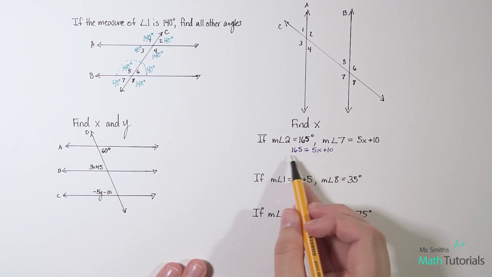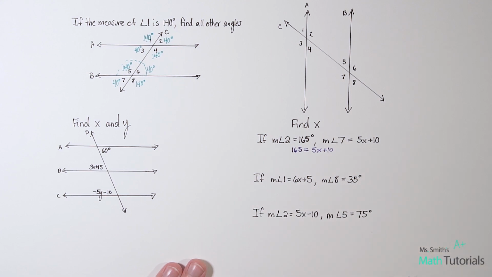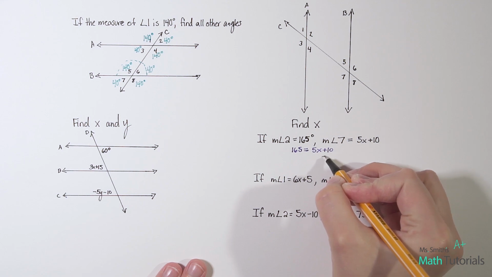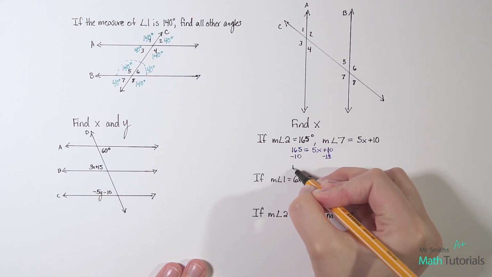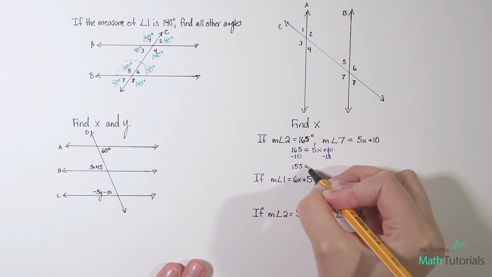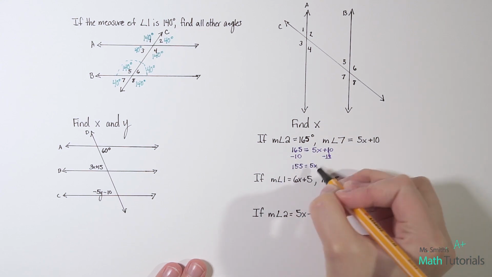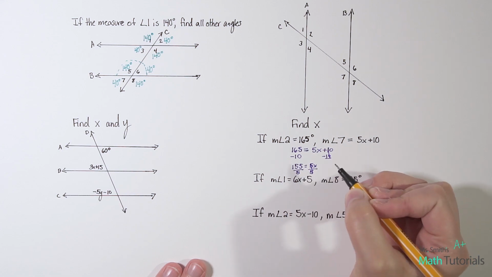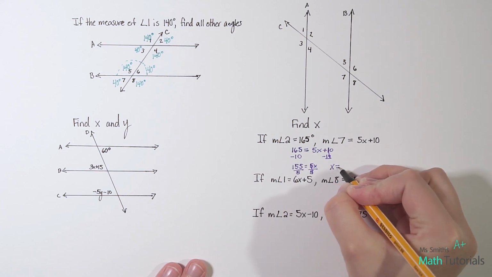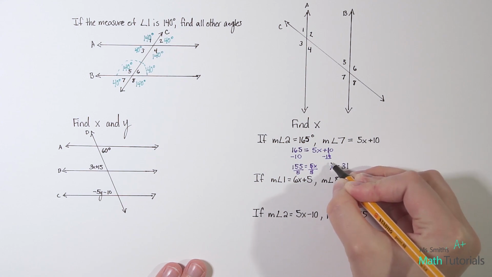Now at this point, this is just a basic algebra problem that I need to solve for x, because that's what it wants to know, find x. So in this case, I would subtract 10. I'd get 155 equals 5x. Of course, I want to divide both sides by 5. So I know x equals 31.